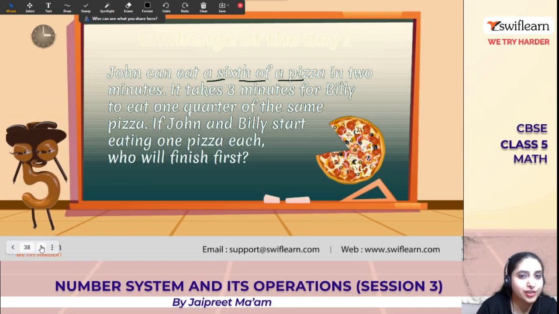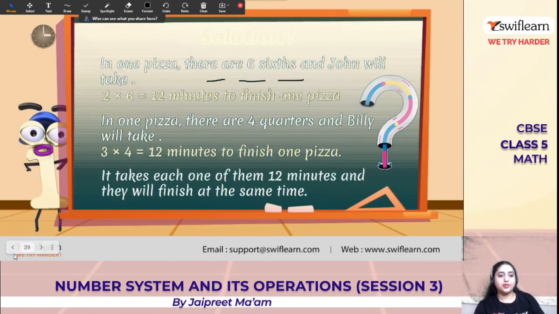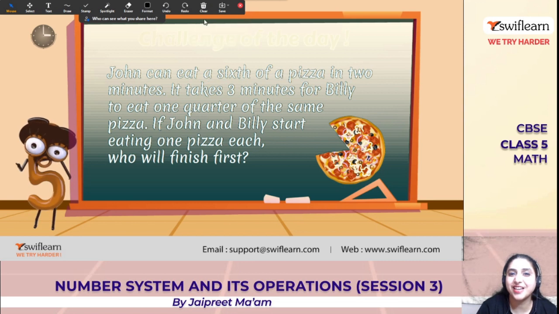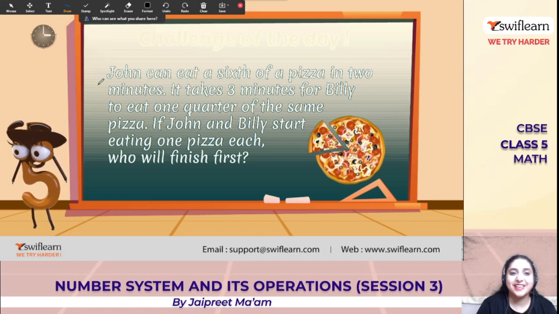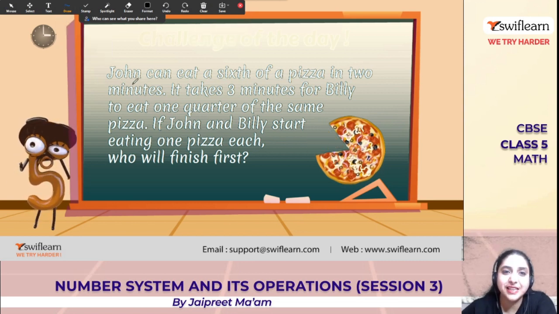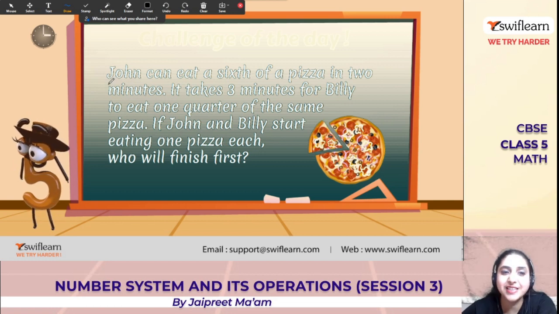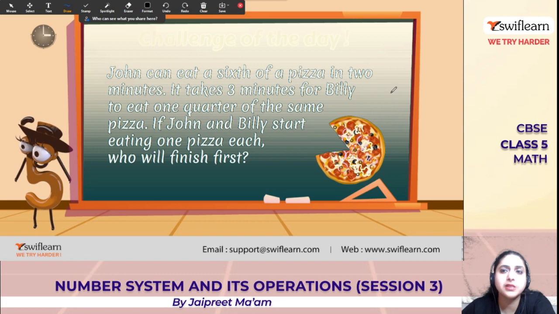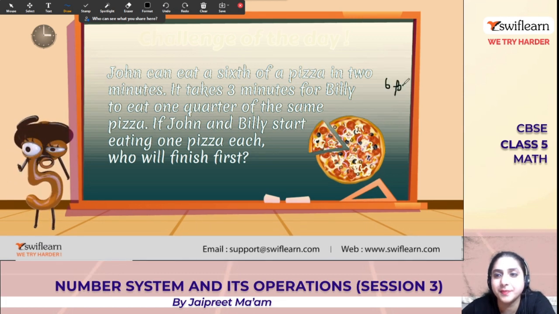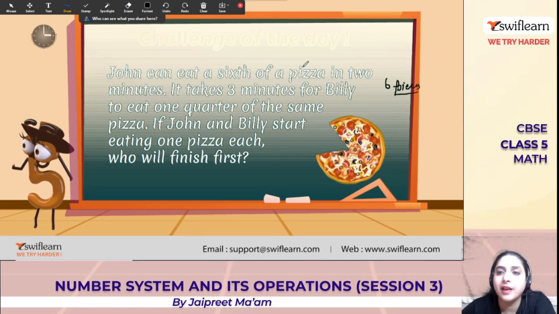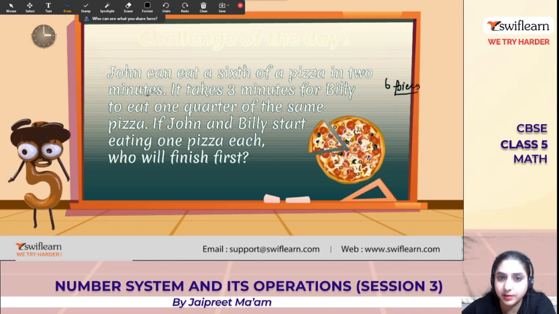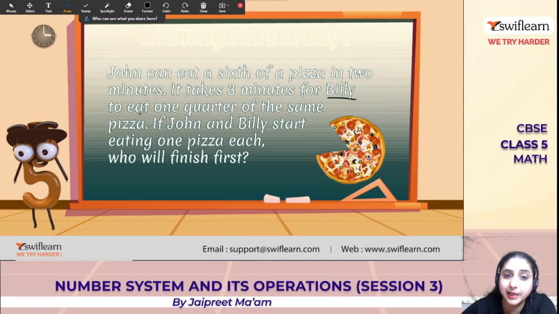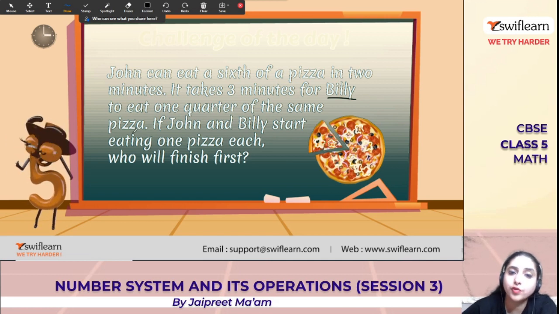Now there is a question and you have to answer it. So this is the challenge of the day. Are you ready for the challenge of the day? Let me see how many of you can answer it right. John can eat a sixth of a pizza. That means there are 6 pieces of pizza, right? In 2 minutes. It takes 3 minutes. And there is another person, Billy, and she eats 1/4 of the same pizza.